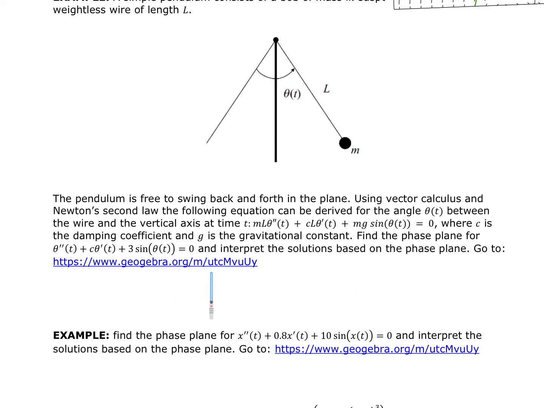So once again, I'm going to go to my GeoGebra. Now, for this, what I'm going to put in, like I did before, is I have to do a replacement for theta prime of t.